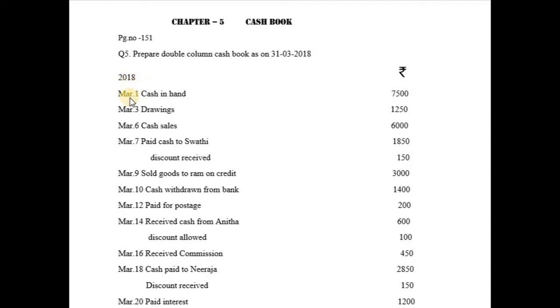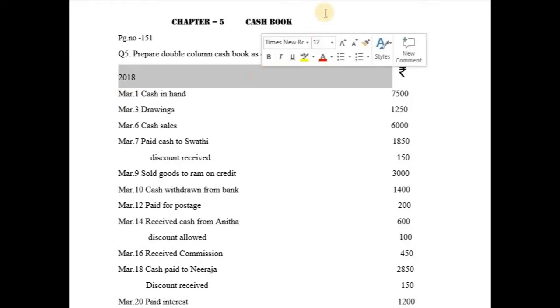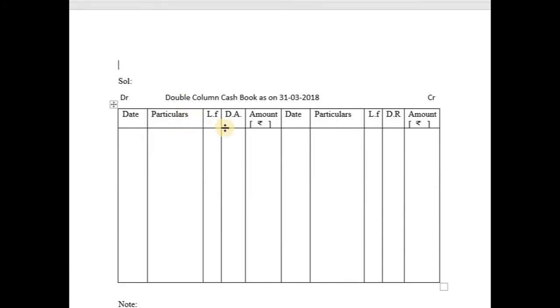So double column cash book means two column cash book. So here is the format for two column cash book. Date, particulars, LF, discount allowed, DA which stands for discount allowed, amount rupees, date, particulars, LF, DR which stands for discount received, amount rupees. And the heading will be double column cash book as on 31st March 2018. Towards extreme left you will be writing DR debit and towards extreme right you will be writing CR credit. Here you will be writing DR debit and here you will be writing CR credit.